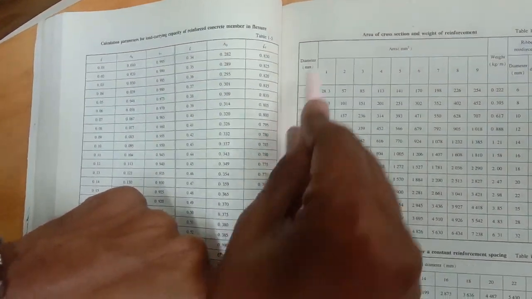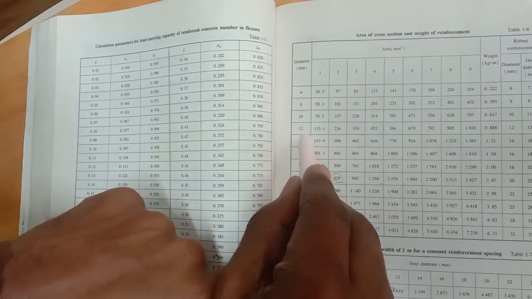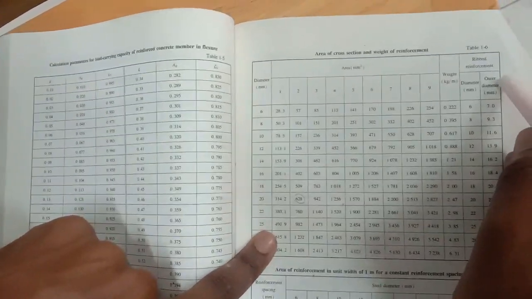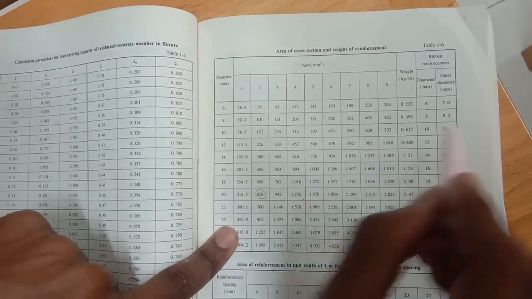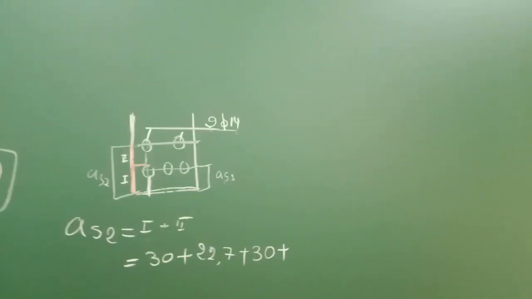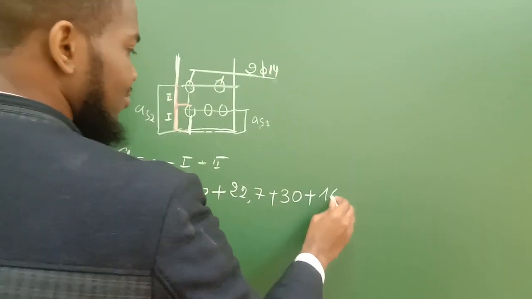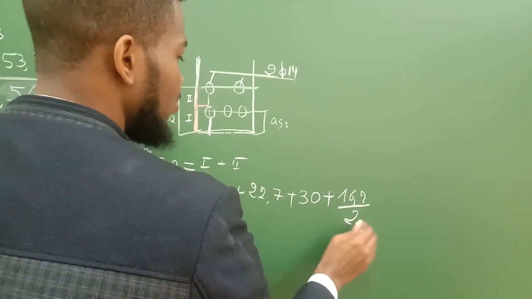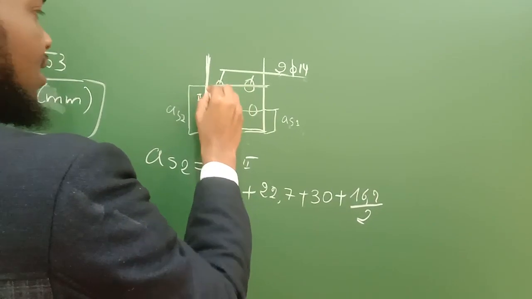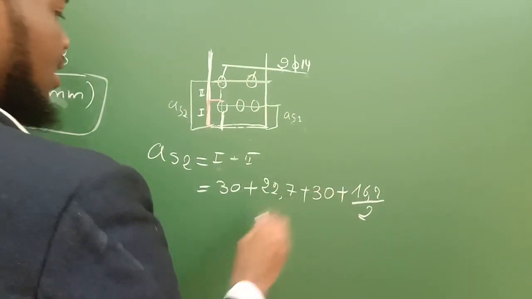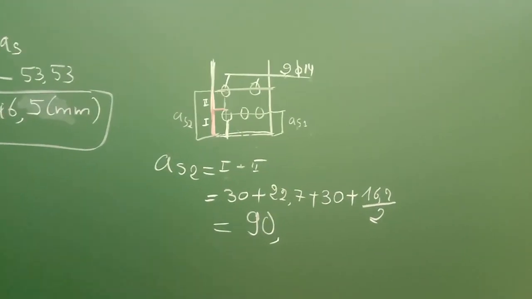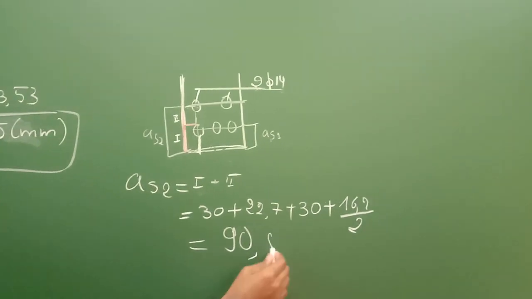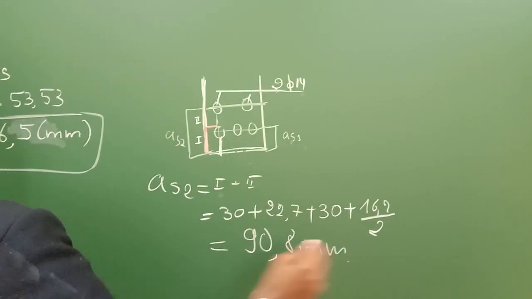We have the diameter 40, right? And then we find the outer area of the steel bar of 40 is 60.2, and we divide it by 2. So when we divide it by 2, we find this distance. So when we put it together, we find that the AS2 will give us 90.8 millimeters. This is AS2.